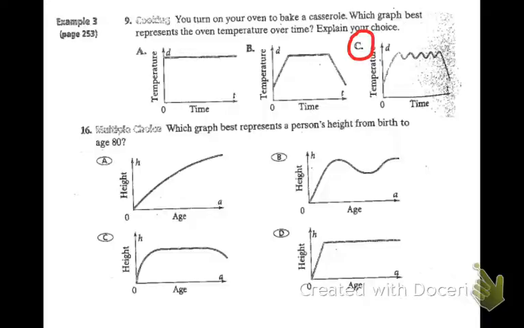Looking at the multiple choice, which graph best represents a person's height from birth until age 80? Is it A, B, C, or D? And the correct answer is C. They grow and grow and grow, maintain relatively the same, but as you age, you start to shrink as your spinal cord compresses.